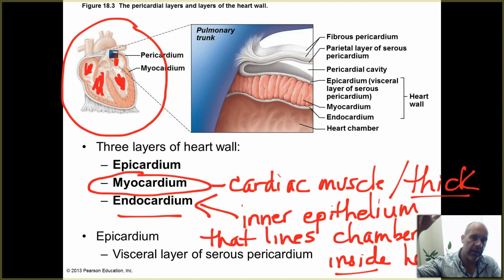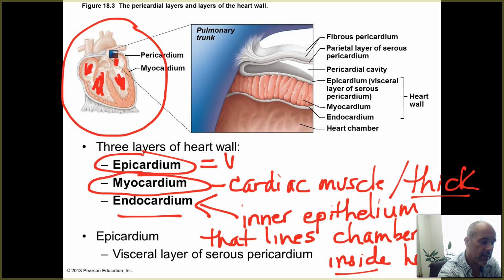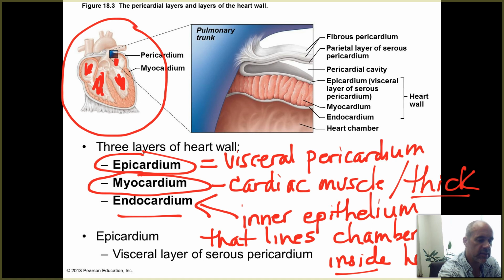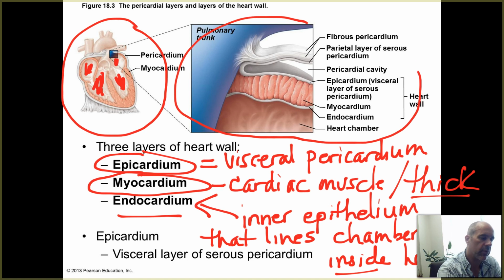And then outward from there, your most superficial layer of the heart wall is called the epicardium. And the epicardium is the same thing as the visceral pericardium. So it's really that serous membrane that is directly in contact with the heart itself. This diagram from your textbook is pretty nice because it's zooming in on these different things that we've been talking about.